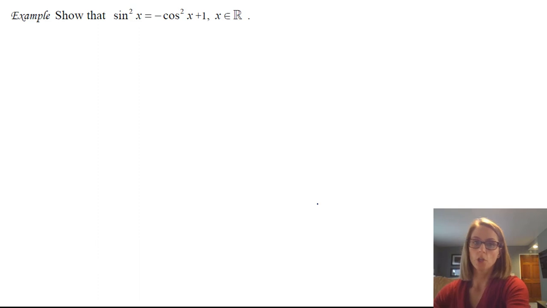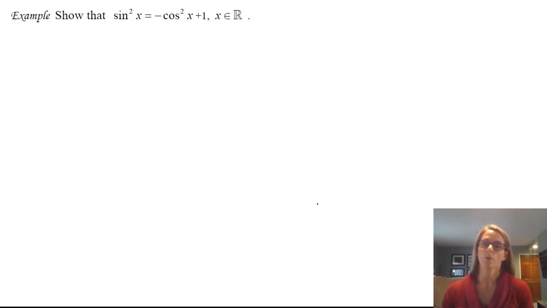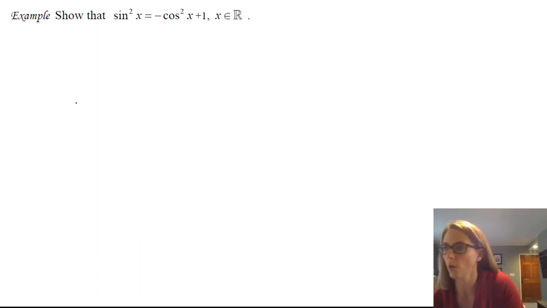So we have, show that sine squared x equals negative cosine squared x plus 1. Now I was going to do the graphs of this, but of course you're showing that these two functions are equal, and so they are literally the same graph. There is no difference between them, because in this case you're showing that the two things are actually equal, not that one is just a shift from another. You're showing that these two sides are equal.